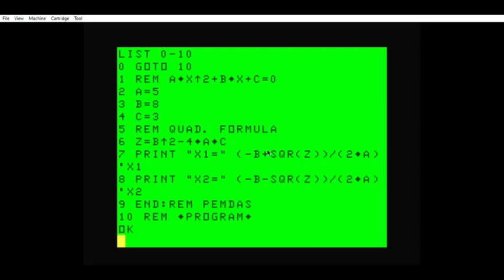So x1 would be plus, x2 would be minus, and so in this case it would be the opposite of b plus the square root of z divided by 2a, or the opposite of b minus the square root of z divided by 2a, and you have to make sure that you have 2 parentheses on this side because square root has its own set of parentheses, and then it's encapsulated at each end divided by encapsulated 2a, and I get my answers.